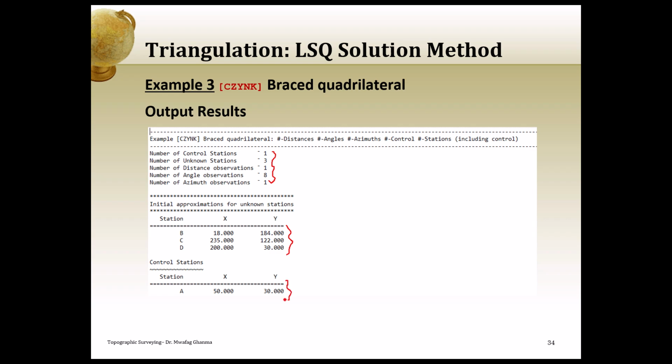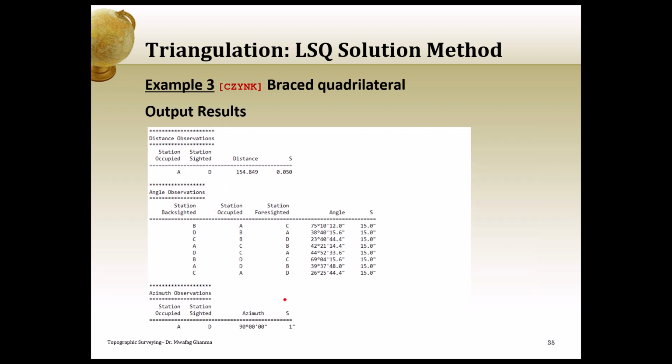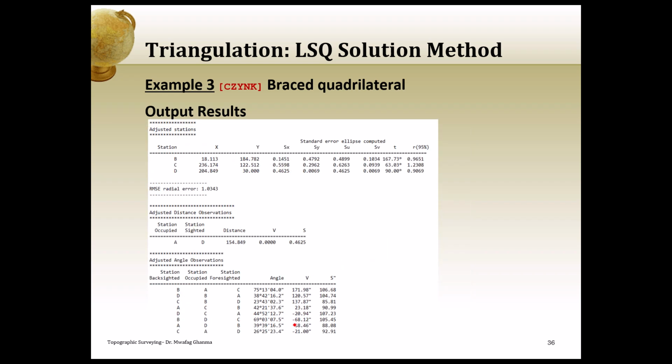These are the control information for the adjust program: the initial approximations and the control station coordinates. All the input is output again for us, so we have all the information in one file, which is the output file. We have the distance observation, the angle observations, and the azimuth observation. All of these are listed, and at the end this is the solution. If I ask you where the solution is, it is point B and point C and their coordinates. Of course, we also have information about their standard deviations.